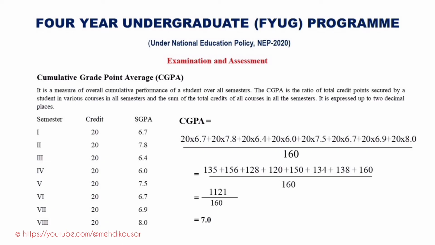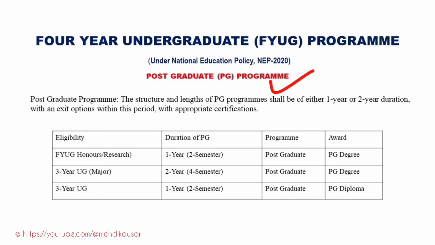This implies that the total credit point is equal to 135 plus 156 plus 128 plus 120 plus 150 plus 134 plus 138 plus 160, which is equal to 1121, and 1121 is divided by 160, then we will get 7.0. That means the CGPA of the student is 7.0. Now let us see what about the postgraduate, that is PG program as per the NEP 2020.